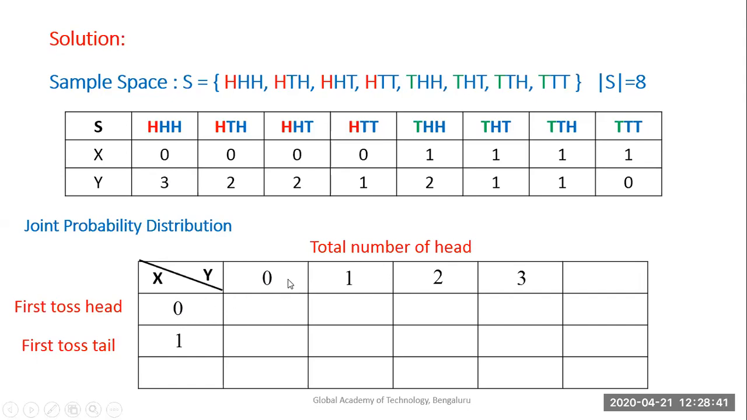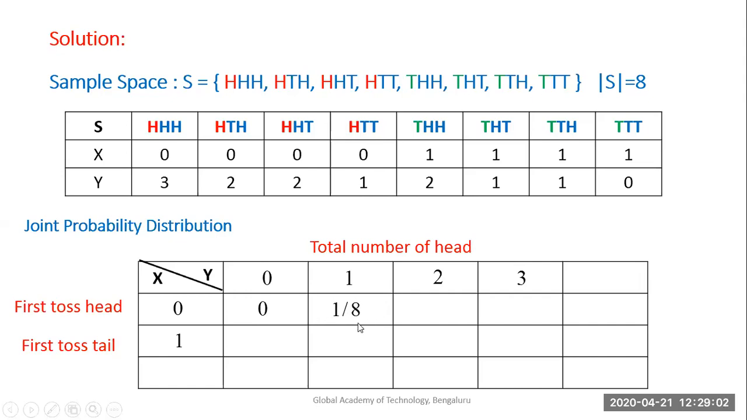So that is an impossible event. Therefore, the probability is 0. So the value in this cell represents X is 0 and Y is 1. So X0, Y1. So there is one possibility, X is 0, Y is 1. So the probability becomes 1 divided by the total possibilities, that is 8.